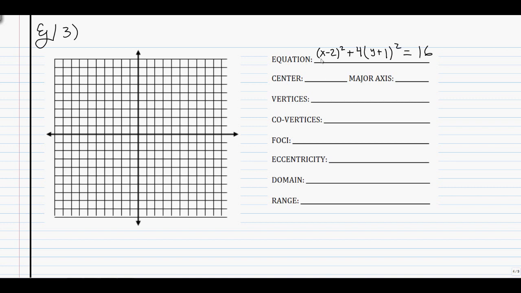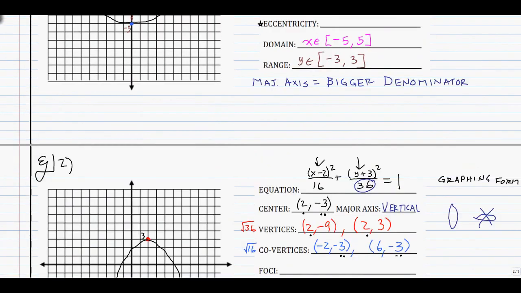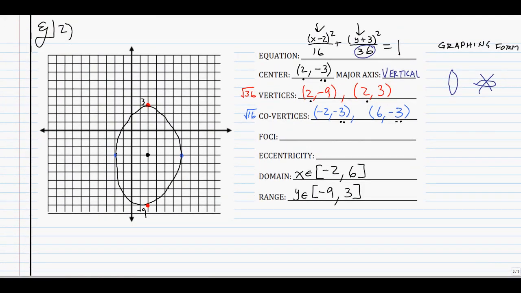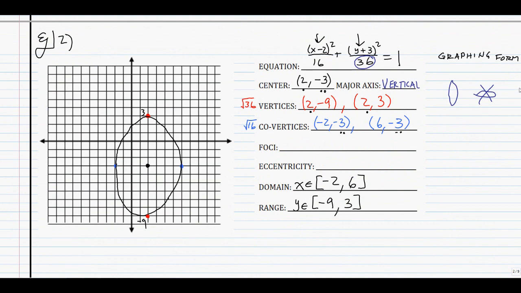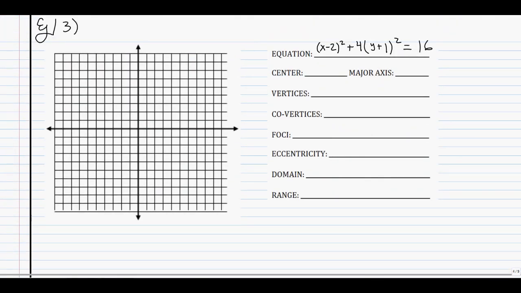So what you can see here in our third example, which we've just moved on to, is that the equation doesn't quite look the same. Notice that our first and second examples, number 1 and number 2, both had denominators staring at us. It was really easy to see. They were both equal to 1 also. Notice 25 and 9 equal 1, 16 and 36 equals 1. Well, in this example, notice that our denominators aren't there. It has (x - 2) squared plus, there's a coefficient of 4 in front of it, (y + 1) squared, and it's all equal to 16.